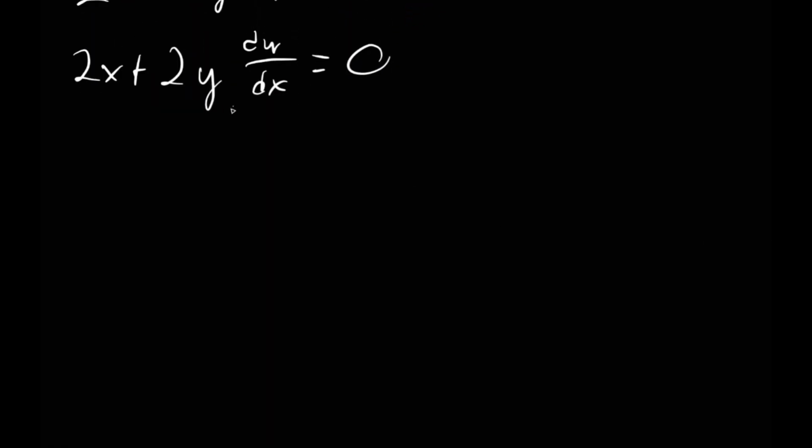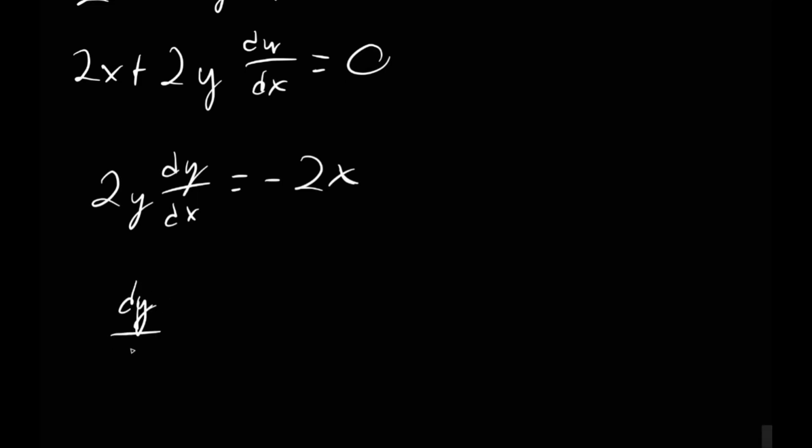What do we need to get rid of here? Well, if we're going to get this in terms of y prime, because that's what we're doing here, we need to find what dy dx is equal to. So let's do that. Let's subtract 2x, so that way 2y dy dx is equal to negative 2x. And then let's divide this side by 2y, so that way our dy dx will be separate. So we have dy dx is equal to negative x over y. Does that make sense?